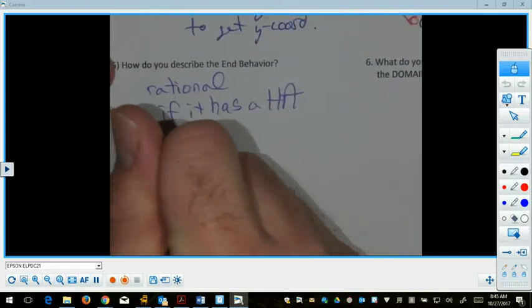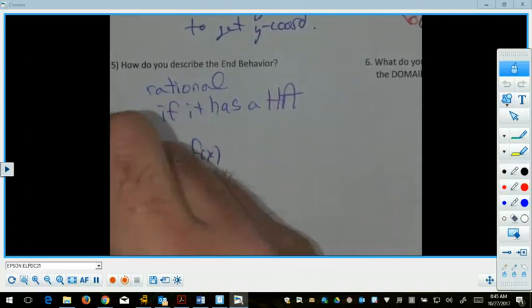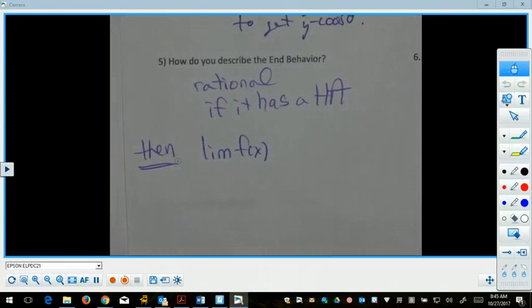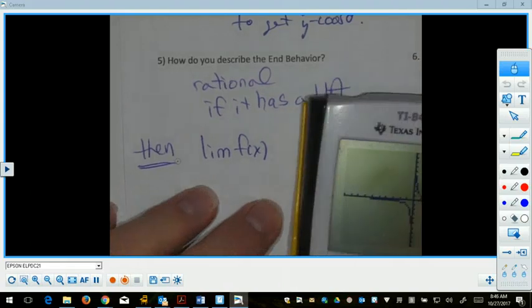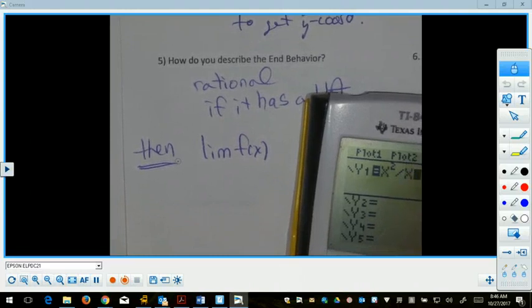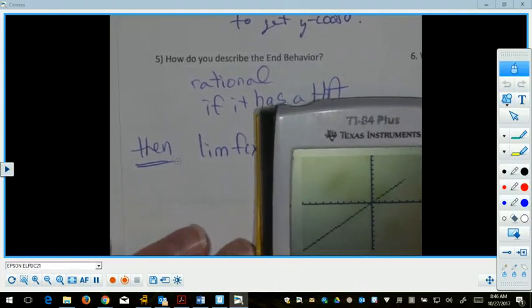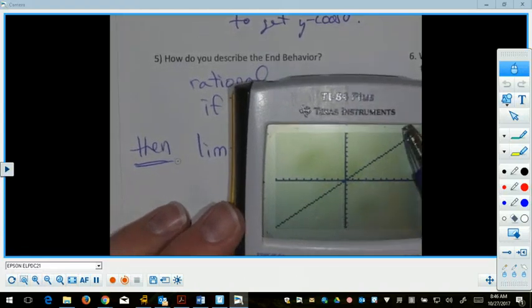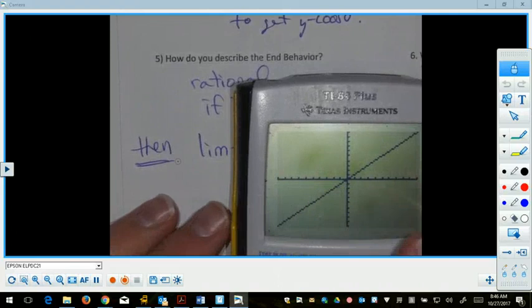then the limit on f of x. Now, there are some that don't have a horizontal asymptote, so it is possible for them to still act like a polynomial. Let me show you an example. If I had x squared over x, that's actually going to just give me a linear function anyhow, but you'll get the idea. So there's no horizontal asymptote for this that started out as a rational function. This one would still be, as I go to the right, it shoots up infinitely. As I go to the left, it shoots down infinitely.